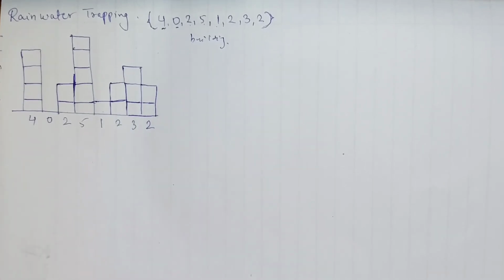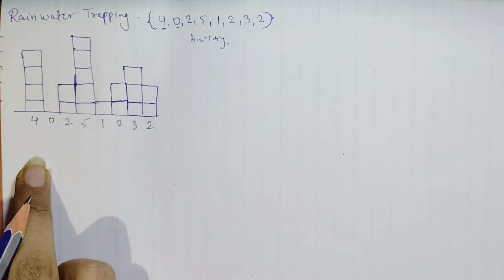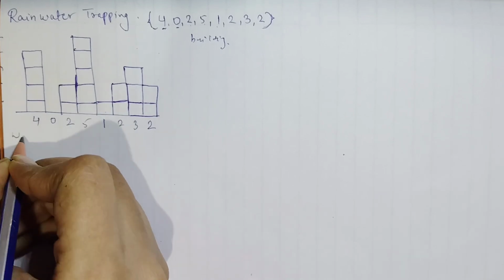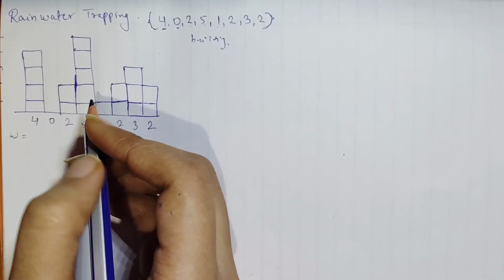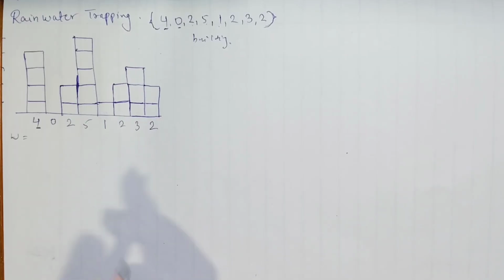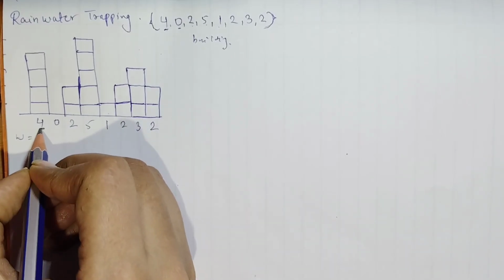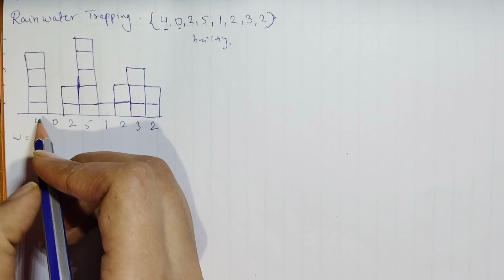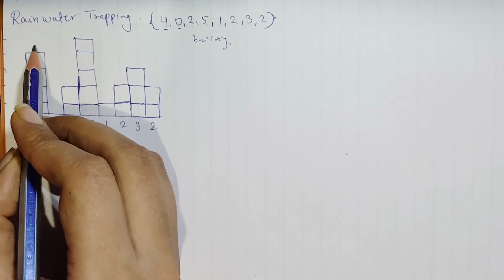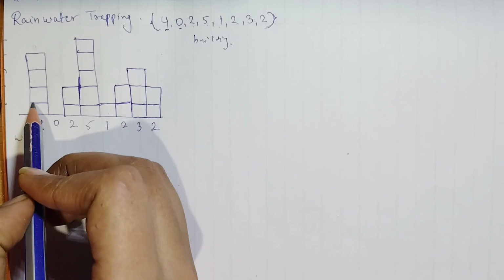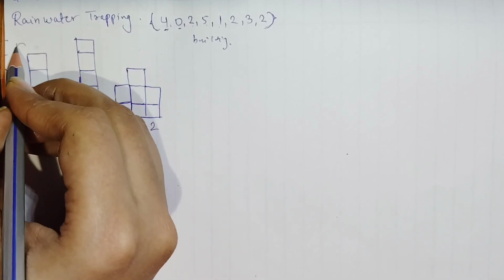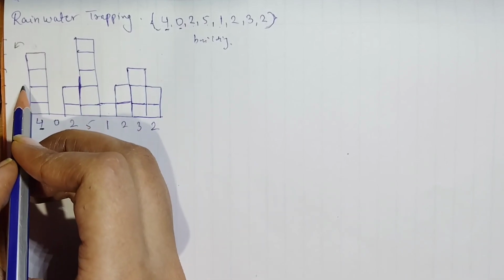Now first we will calculate the value of water trapped between these buildings, how much water is trapped between the buildings. We are starting from this bar, the 4 bar, because our first bar is 4. Will water be trapped above this bar? No. Why no? Because on the left hand side, no building is present.